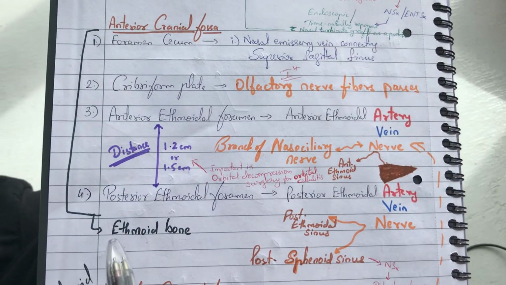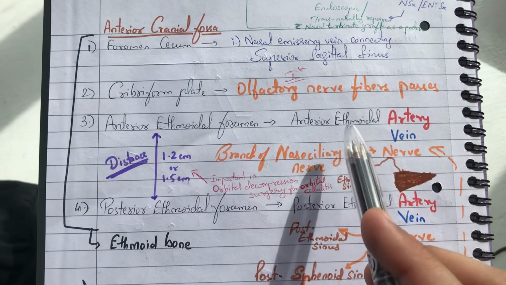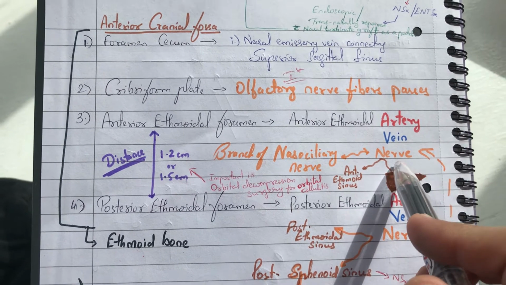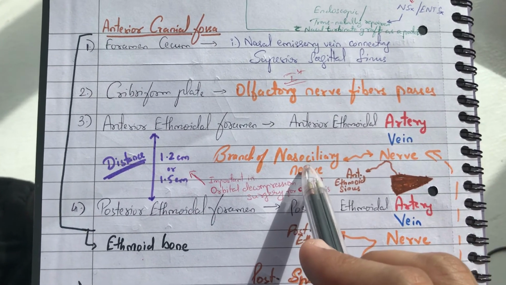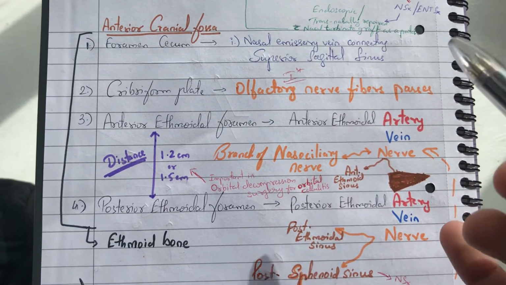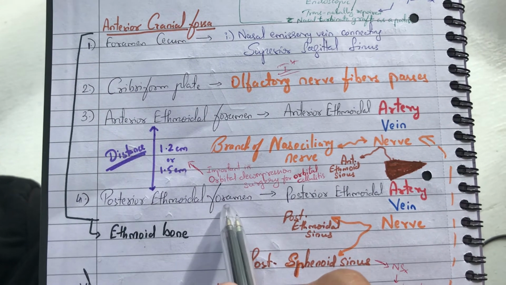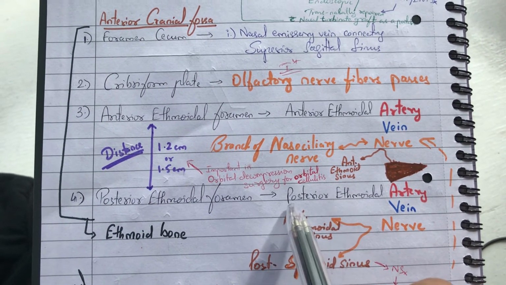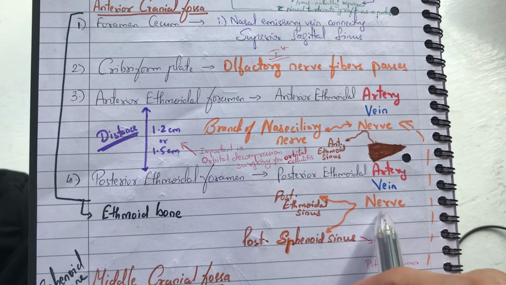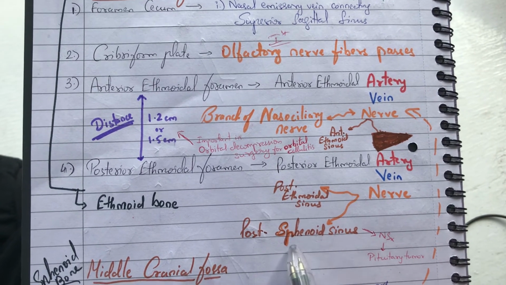Now let's come back to the anterior ethmoidal foramen. It holds a neurovascular bundle: the ethmoidal artery, vein, and nerve, which is a branch of the nasociliary nerve. It supplies the anterior ethmoidal sinus, the sensory part. There is also a posterior ethmoidal foramen, which holds the posterior ethmoidal neurovascular bundle: artery, vein, and nerve. This nerve supplies the posterior ethmoidal sinus and the posterior sphenoidal sinus.